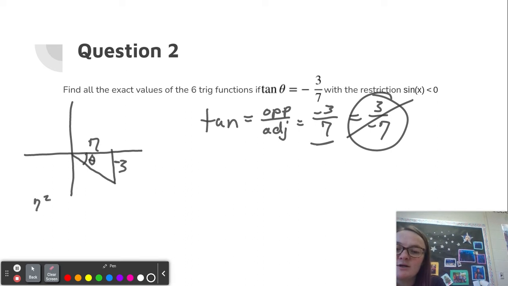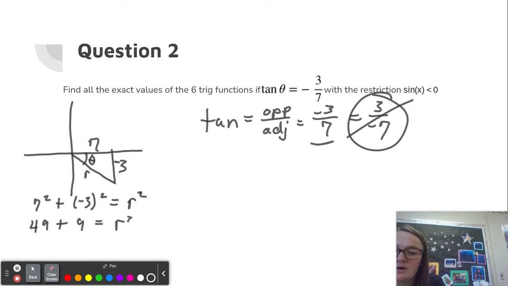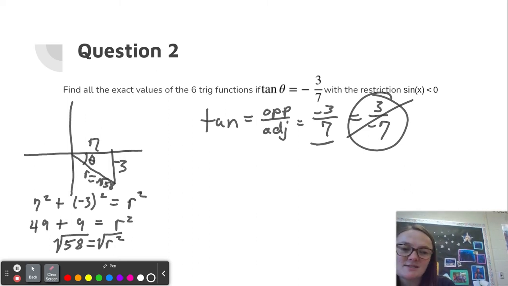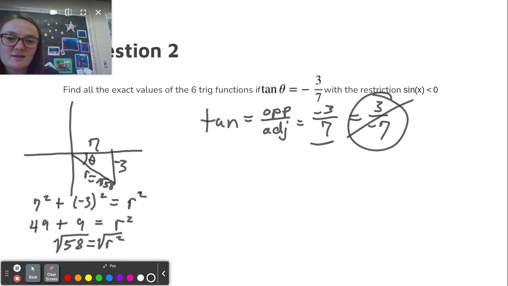To find the remaining side, I'm going to use the Pythagorean theorem. I know that 7 squared plus negative 3 squared has got to equal r squared. Okay, well, let's go ahead and solve this. We get 49 plus 9 is equal to r squared. And so what we're going to end up getting here is 58 is equal to r squared, and we'll take the square root to totally solve. So what we're going to have is the square root of 58 as r. After that, it's pretty easy to find the rest of pretty much everything. So the next thing we're going to do is find the 6 trig functions.